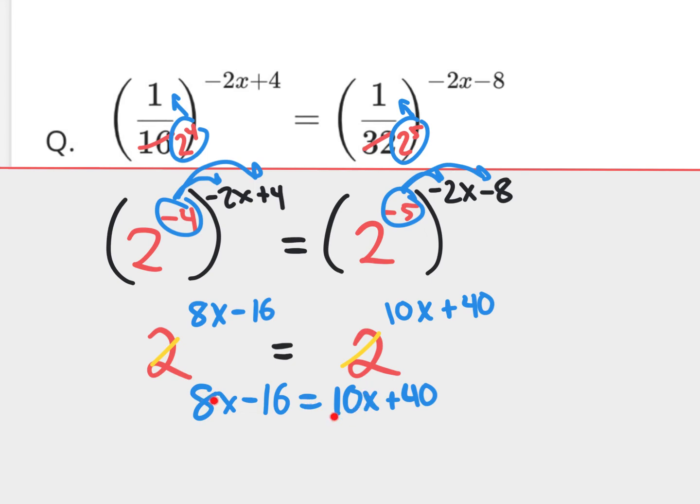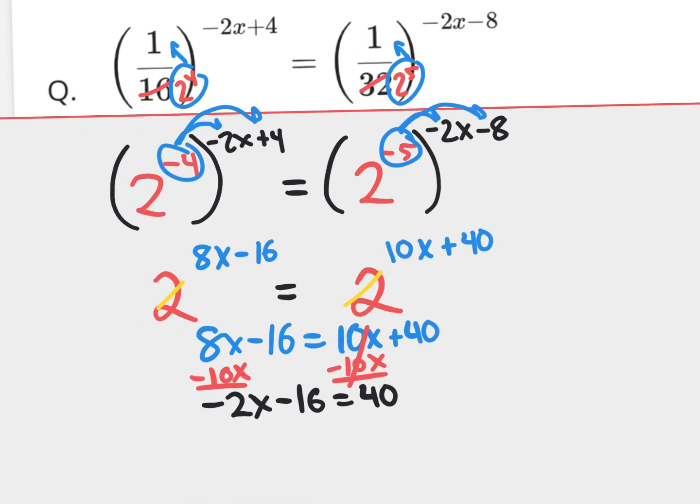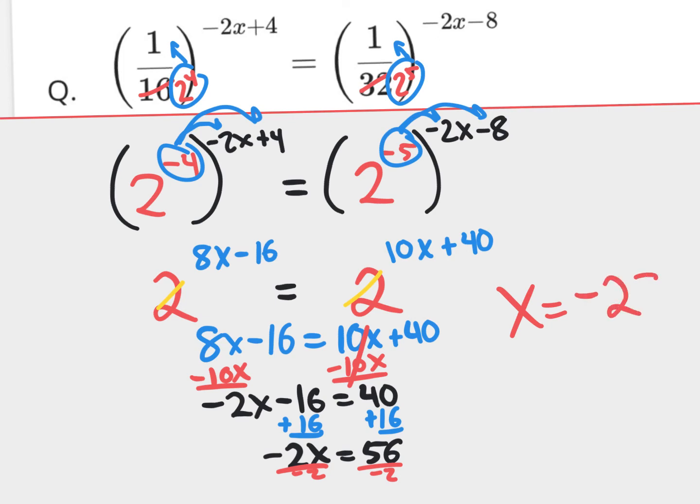I want to move the x to the left side by doing the opposite of 10x, which is a negative 10x. That will eliminate negative 10x. We will have a negative 2x minus 16 equals 40. And now, from there, I'm going to get rid of the 16 by adding 16, adding 16. I will have negative 2x equaling 56. And then we are going to divide by negative 2, divide by negative 2, giving us a final answer, x equals negative 28. So that would be the answer to this problem.